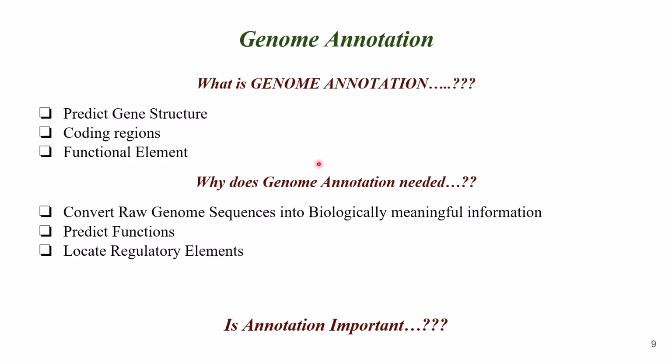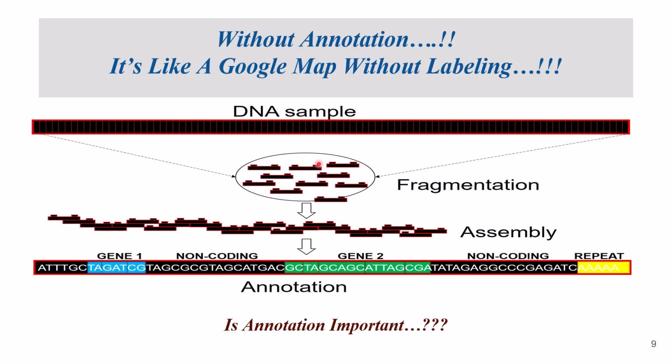Then we went to annotation, and we annotated with Prokka. Only after rapid annotation can we convert our raw genome sequence into biologically meaningful information. If I give you a real-life example, without annotation, it's like a Google Map without labeling. It's only houses and roads in Google Map, no labeling there. Will that be useful to you? I don't think so. Without annotation, it's exactly like that.